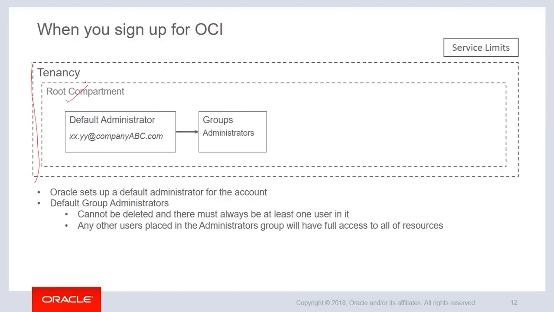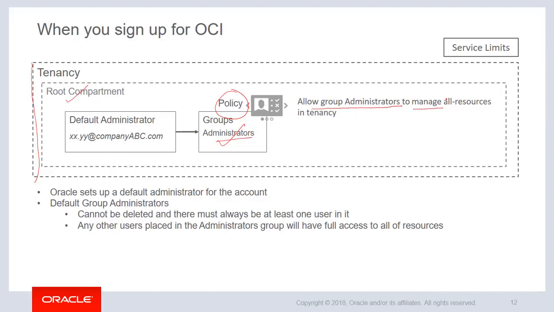We also create a default administrators group, and this cannot be deleted. There has to be at least one user in it. You can have multiple users. If you place multiple users in this group, they will have full access to all resources. Now we also write a default policy here which goes something like this: allow group administrators, so this group here, to manage highest level of access, all resources, everything in your tenancy. So this policy cannot be deleted. This is something which is written by us.